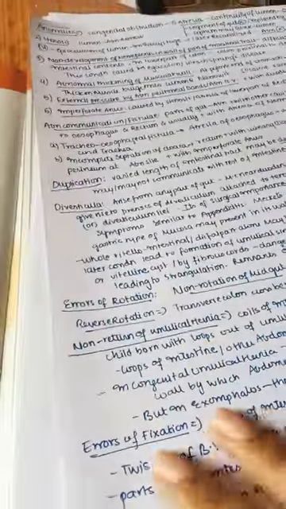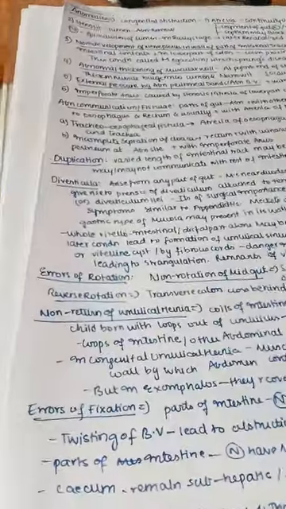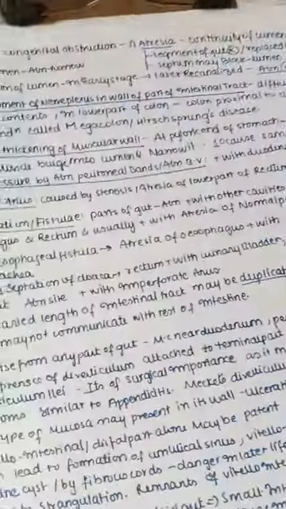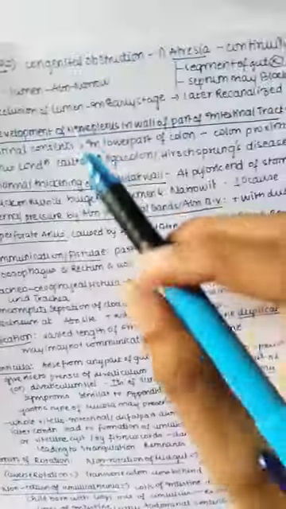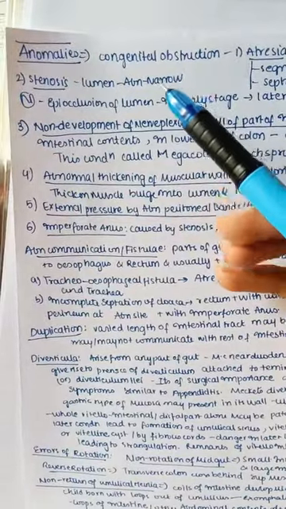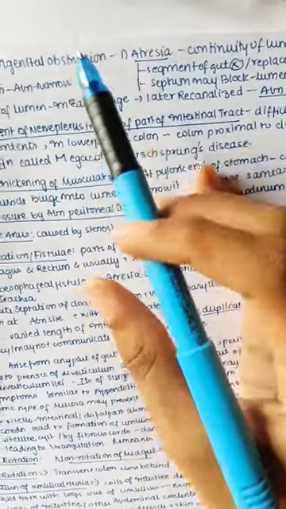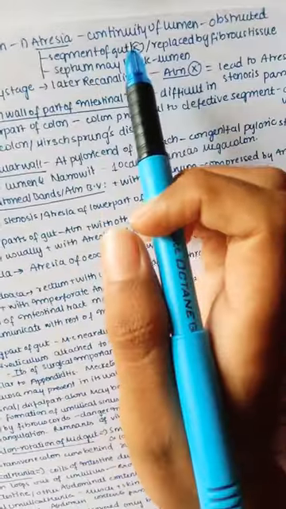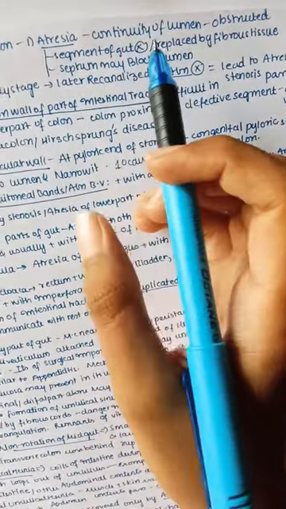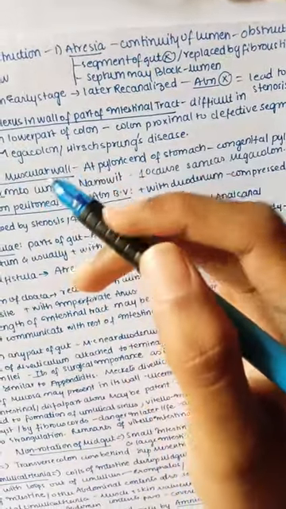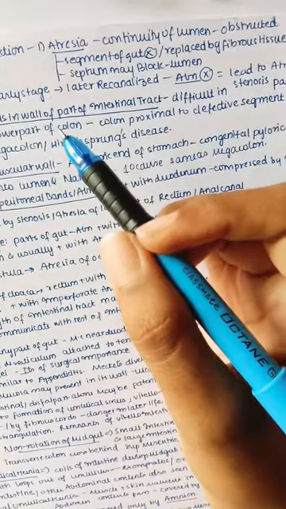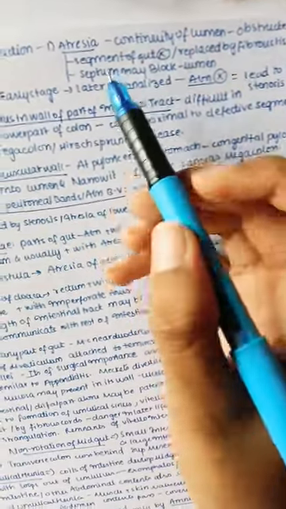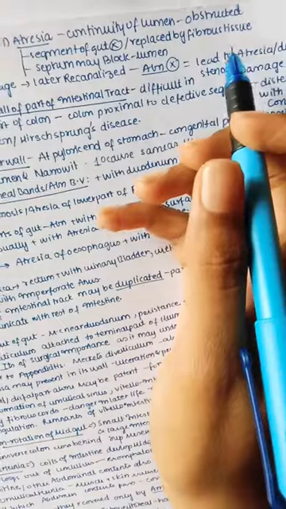So the final part is our anomalies. What are the possible anomalies in our condition? First, in anomalies, let us discuss the theory part so that we can discuss the diagrams at last. Congenital means from birth we have some anomalies like obstruction. Atresia means the continuity of the lumen is obstructed, so food or whatever substances passing cannot pass because it is obstructed, and the segment of the gut may be absent or replaced by fibrous tissue.